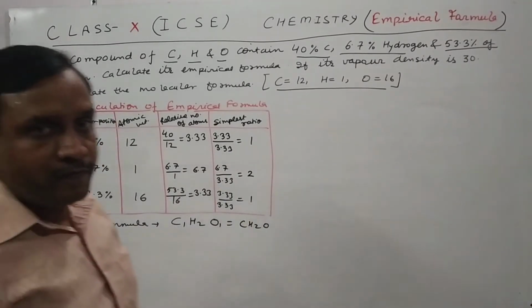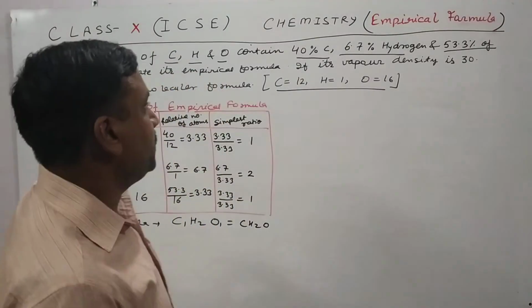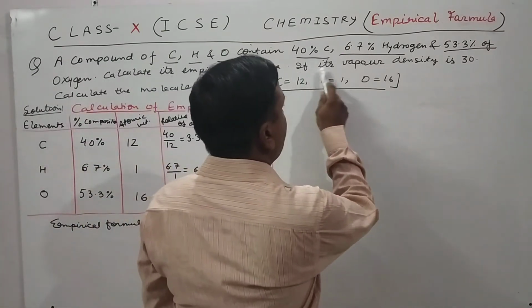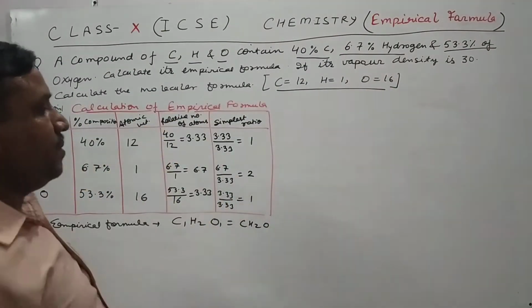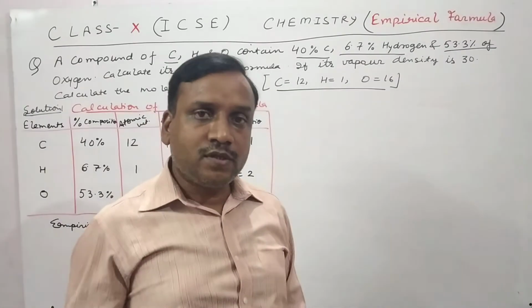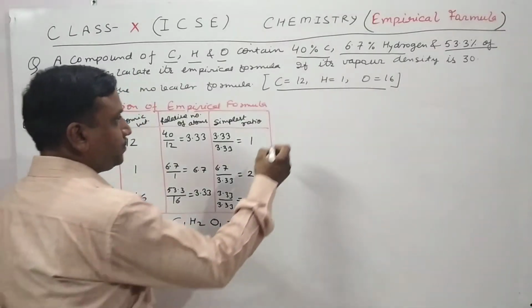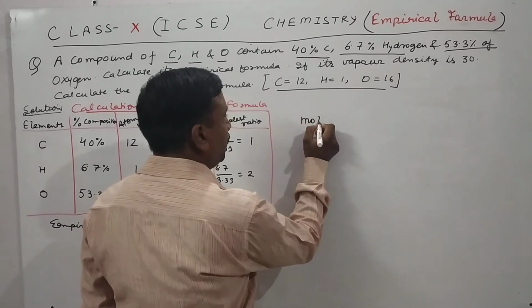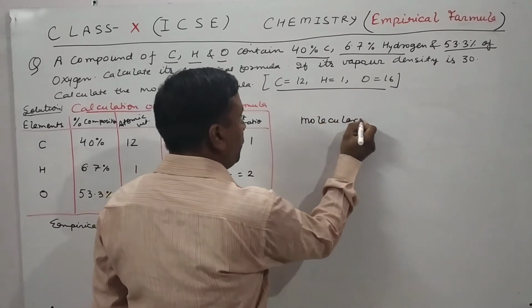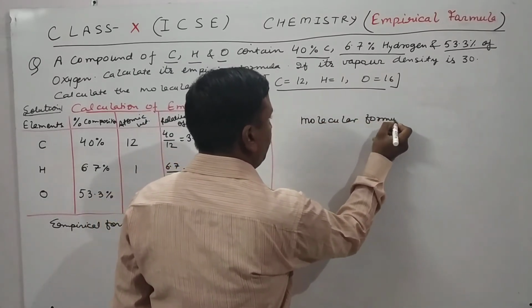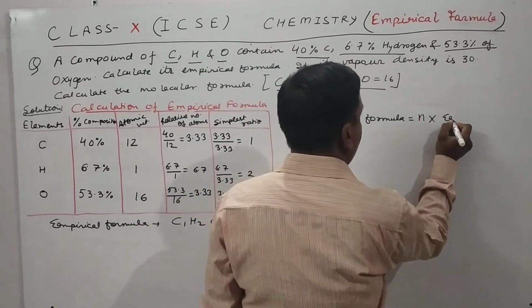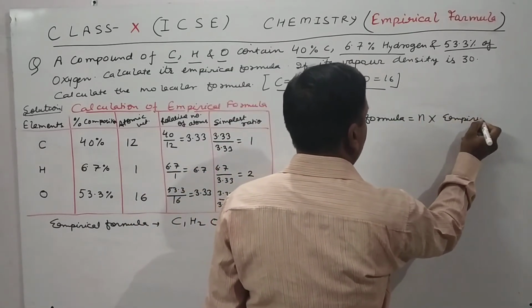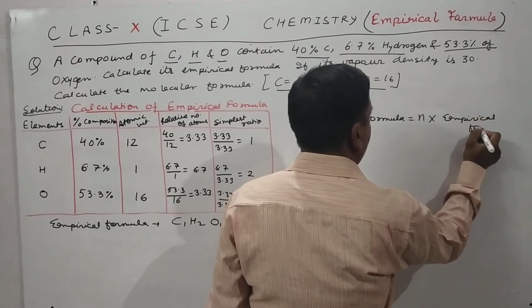This is the first half of the question. Now what is given ahead? If its vapor density is 30, calculate the molecular formula. Now we will check what the molecular formula is. Molecular formula is equal to N multiplied by the empirical formula.